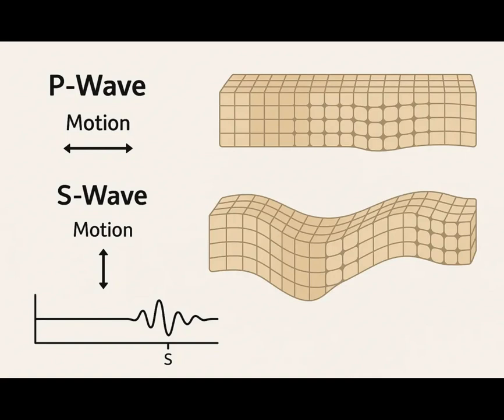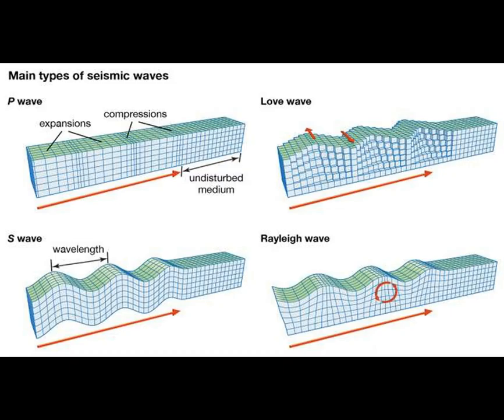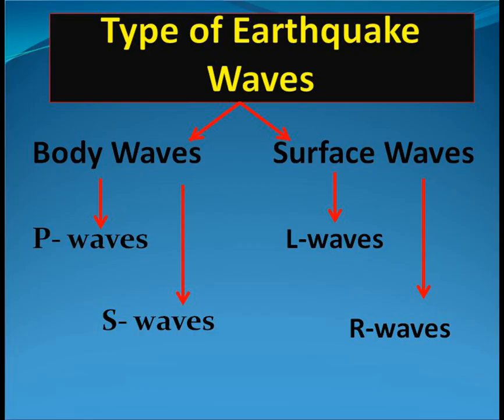S waves, also called secondary waves and shear waves, are the second waves to hit the seismographs. They are transverse waves, which means that the motion is perpendicular to the direction of wave propagation. S waves can only travel through solids, and scientists have successfully mapped the Earth's interior by studying the routes of these waves.